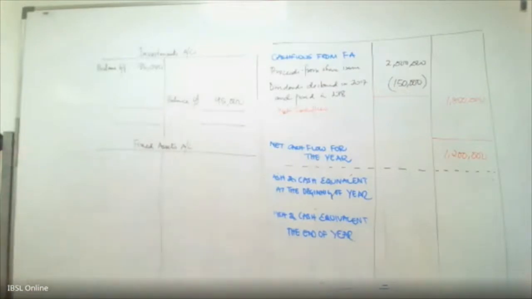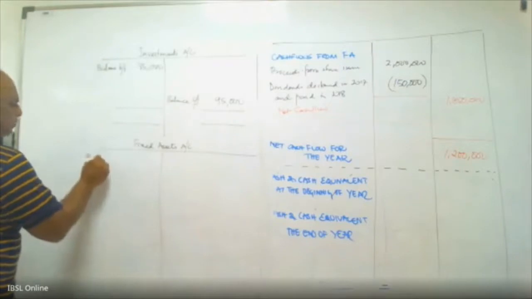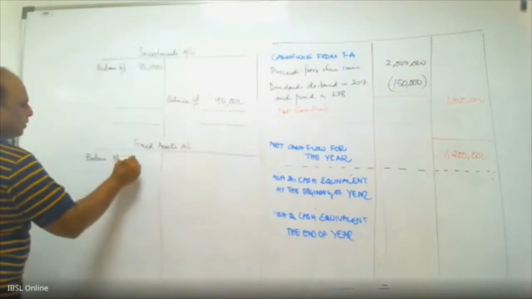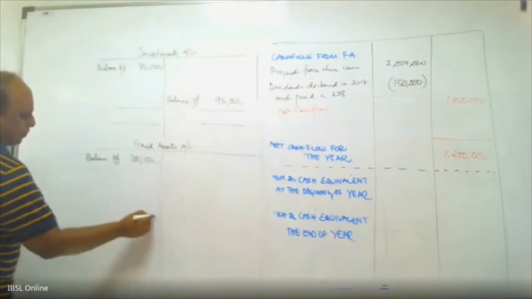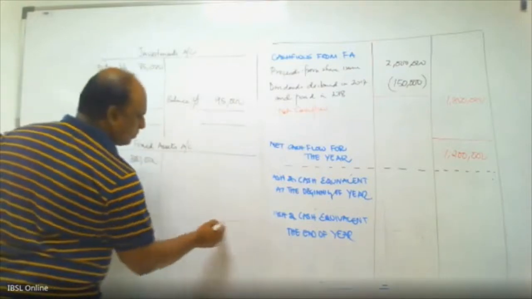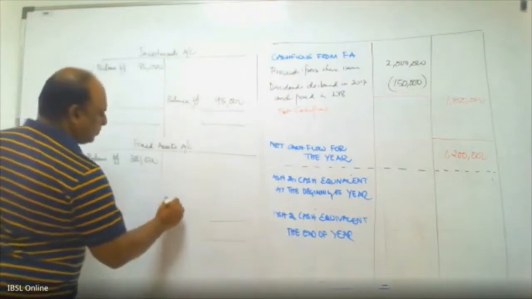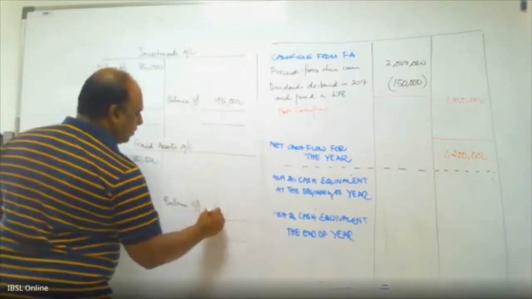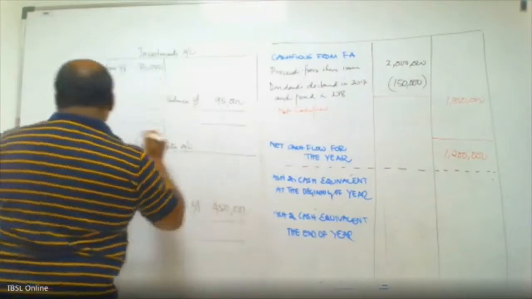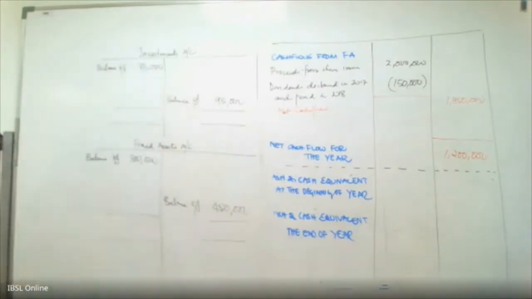Similarly, what is it for fixed assets? Look at fixed assets. For 2018 it is 300,000, subsequently it is 450,000. So balance brought forward 300,000, then you will have the totals, then balance carried forward 450,000. Right. That is the information that we can pick from the balance sheet.